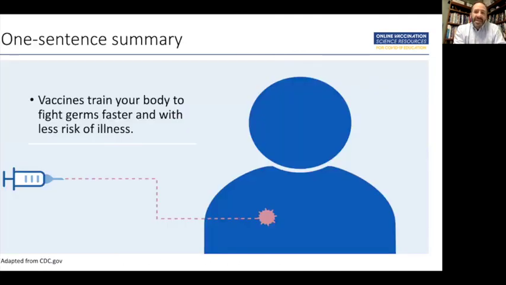So the one sentence summary to sum up this first part of the module is that vaccines train your body to fight germs faster and with less risk of illness. In the second part of this module, I will be talking a little bit more about what vaccines are like and how they're developed, produced, and approved. So I hope you'll watch the second part along with all the other videos in this series.